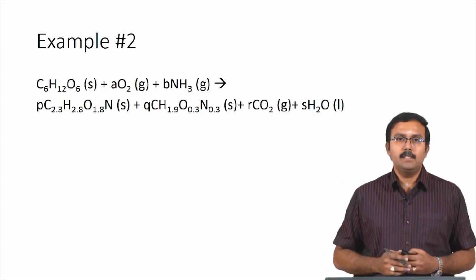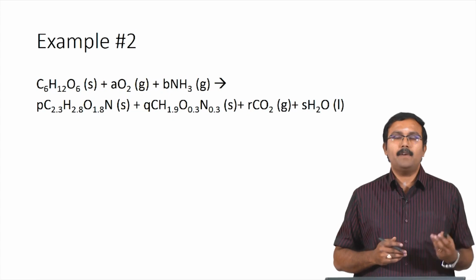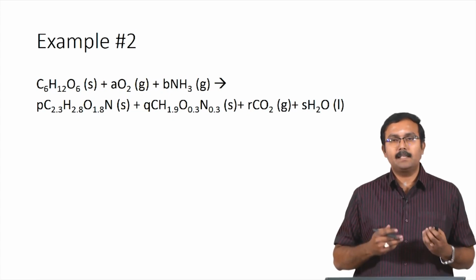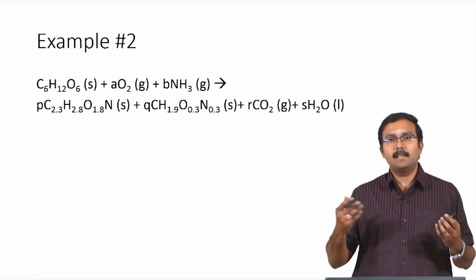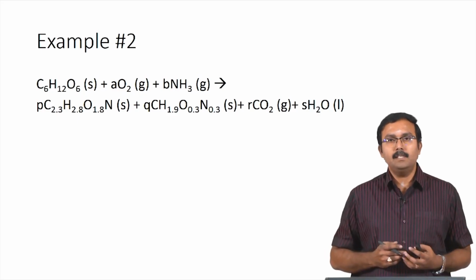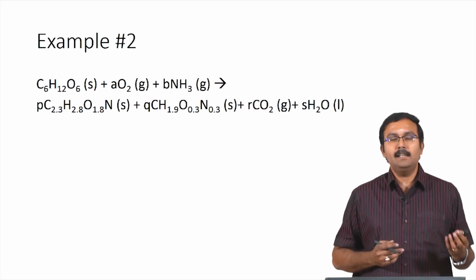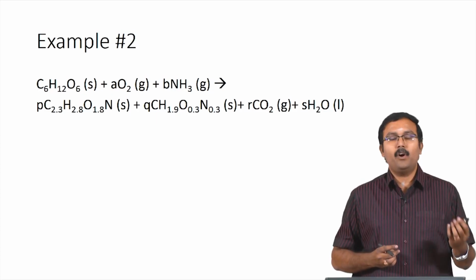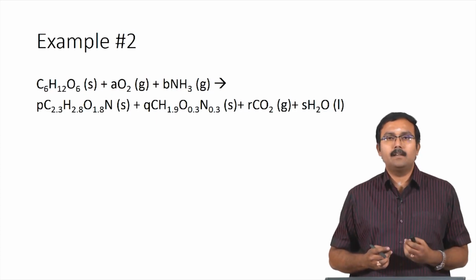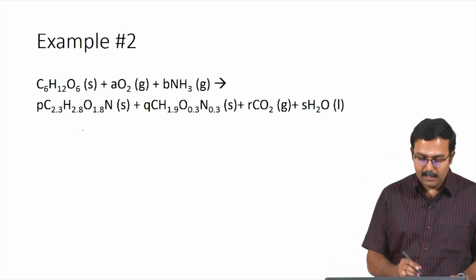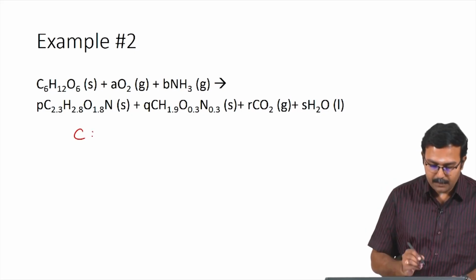What we need to do is, we need to make sure that the number of atoms of each of the elements are the same on both the reactant side and the product side. For this, we will start writing balance equations for each of the elemental atoms. So, let us first start writing the balance equation for carbon.